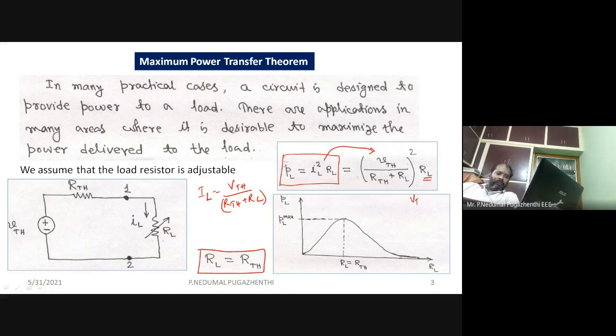You will have V Thevenin squared divided by, if RL is equal to R Thevenin, 4 R Thevenin squared into R Thevenin. R Thevenin squared cancels. So PL max is equal to V Thevenin squared divided by 4 into R Thevenin.